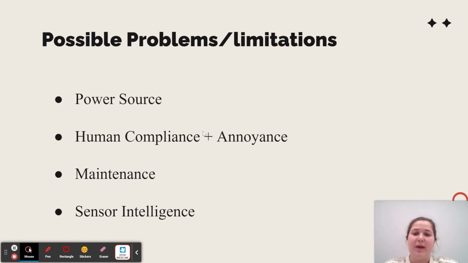Our third problem would be maintenance. This seems like a little bit hard to fix and possibly expensive. And then last is our sensor intelligence. Since it can't really tell the difference between a bike or a pedestrian, that seems to be a little bit of an issue.